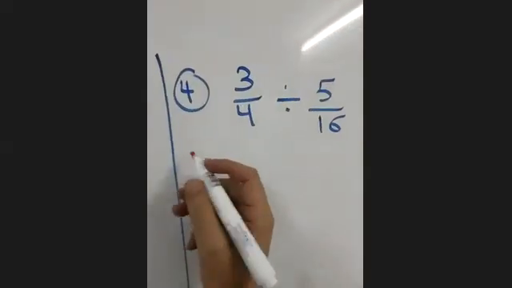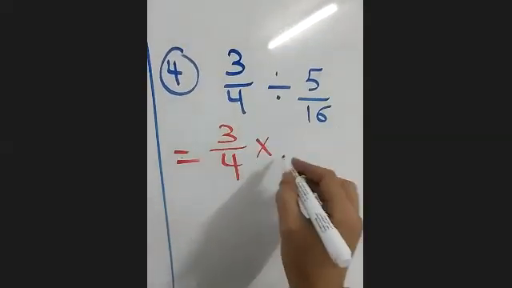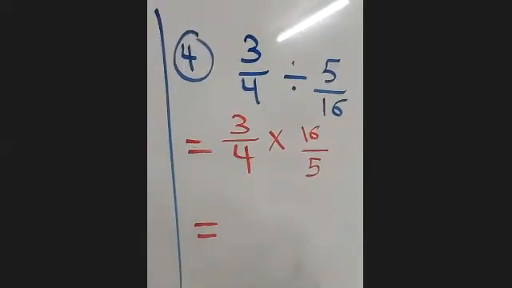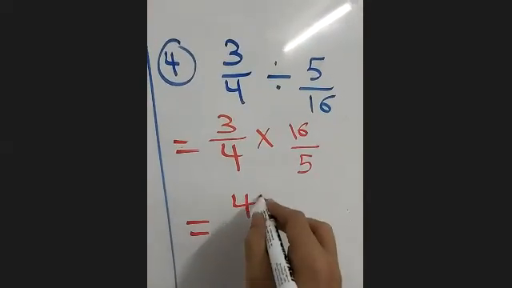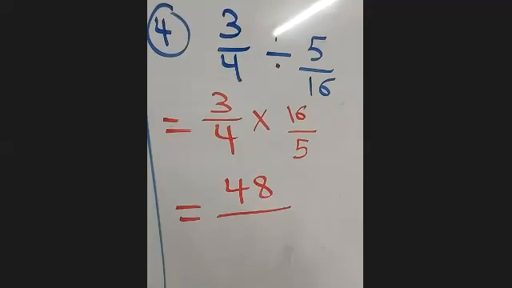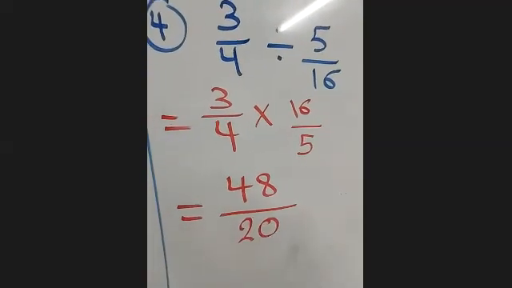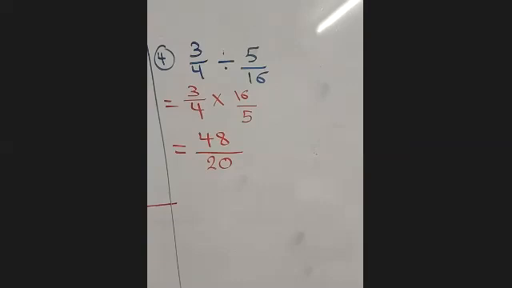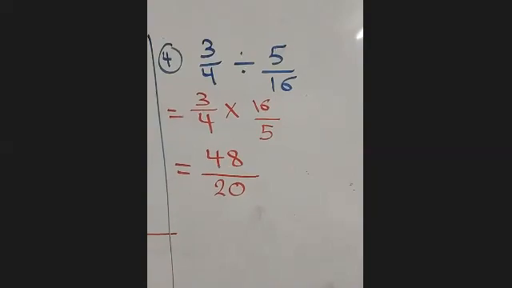So let's divide. Adnan, the 3 over 4, put it down, times 16 over 5. 3 times 16 equals, how much is 3 times 16? 48. Adnan, you muted yourself. So 48 over 20, right?